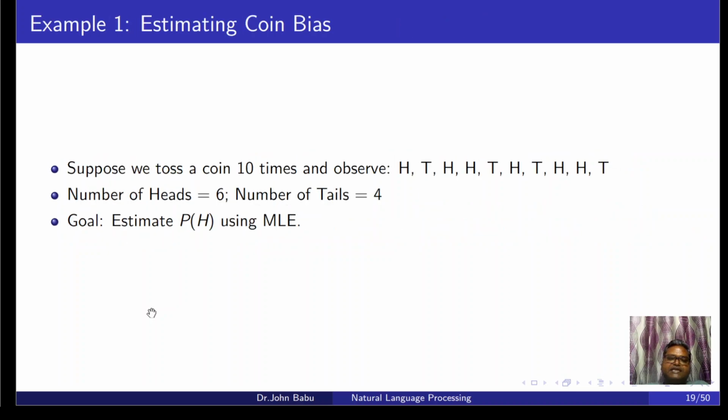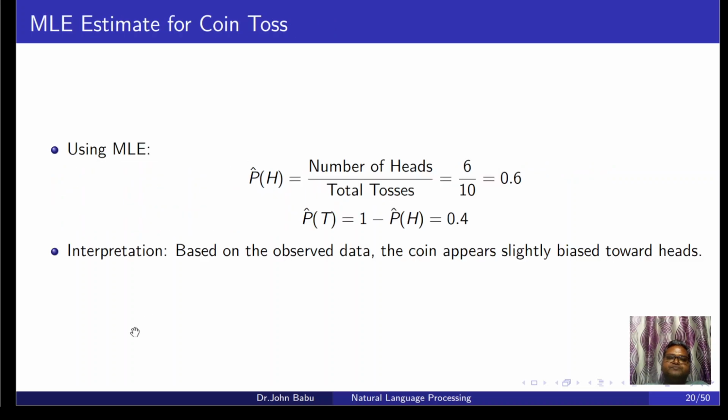To understand this concept, suppose you have a coin and you are tossing it 10 times, and the sequence is head, tails, head, tail, head, tails. Totally 6 heads, 4 tails. The likelihood of head is 0.6, and the probability of tails is 0.4. Based on this data, it is likely that the coin is slightly biased towards heads. That is a likelihood.